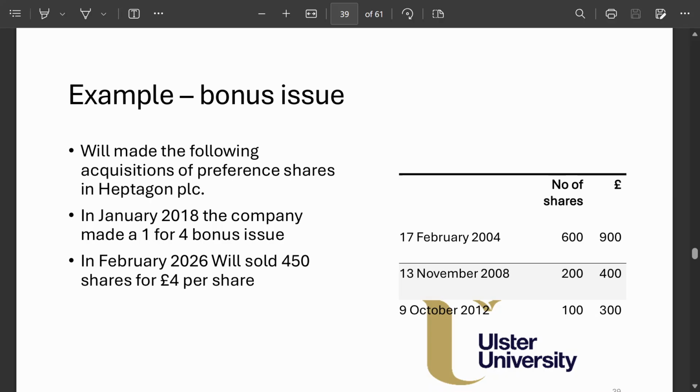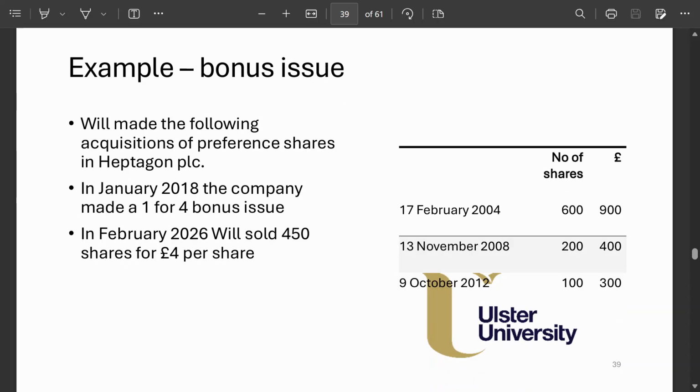You have to watch out for this language. You need to understand this language because in the exam it will not be explained to you. This kind of language will be used and you need to be able to understand what it means. So you need to learn this. It's actually finance terminology, and that's what you need to pick up, okay? So he got the acquisitions of preference shares. So he bought all these shares, okay? So this is his section 104 holding at this point.